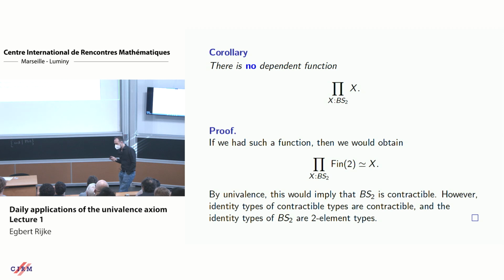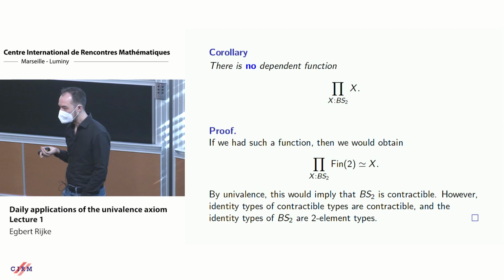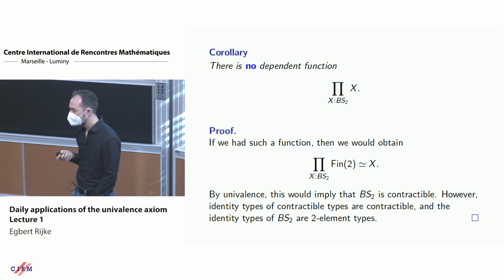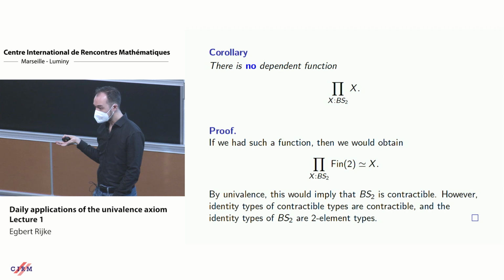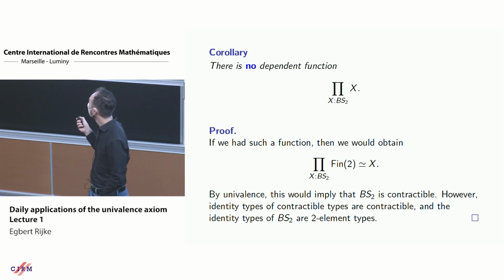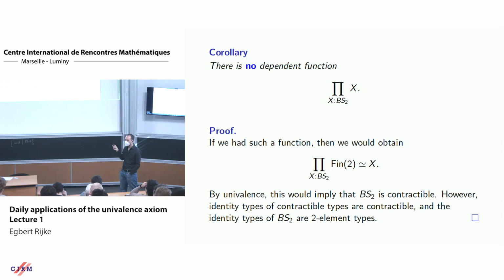But perhaps surprisingly, this means that we have a family of inhabited types that has no section. And this is a very important point because it seems to contradict the axiom of choice. Here, if X is a two-element type, then X is of course inhabited because it has 2 elements. So it's even twice inhabited. But I cannot prove that there's a function that takes an arbitrary 2-element type and constructs an element of it.